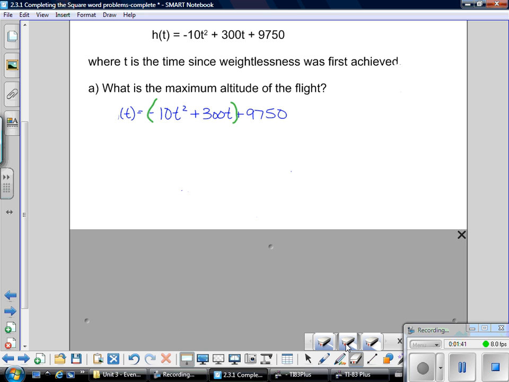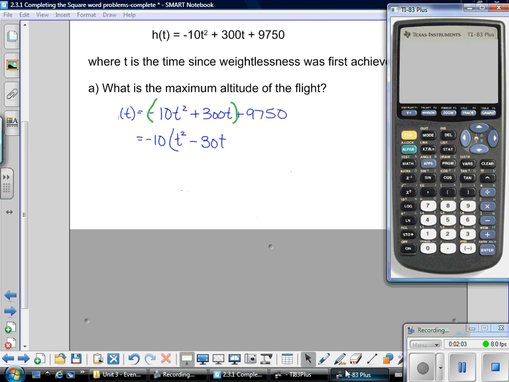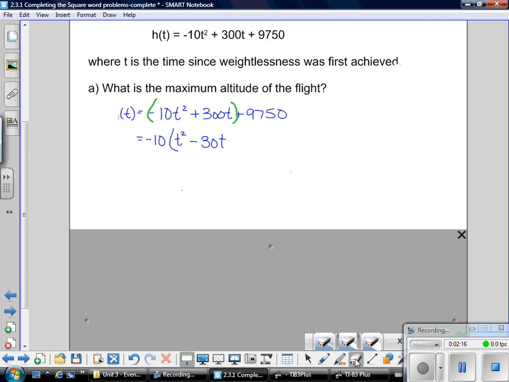Now, when I factor out negative 10, what I'm left with then is t squared, and watch your signs here, it's going to be a negative 30t. Now, just like we did from the previous lesson, we're going to take half of 30, which is 15, and square it. If you don't know what 15 squared is, then you would pull out your calculator and calculate it. Most of you should know it's 225, but if you don't, that's what your calculator's for, and it would tell you it is 225, just like I told you it was.